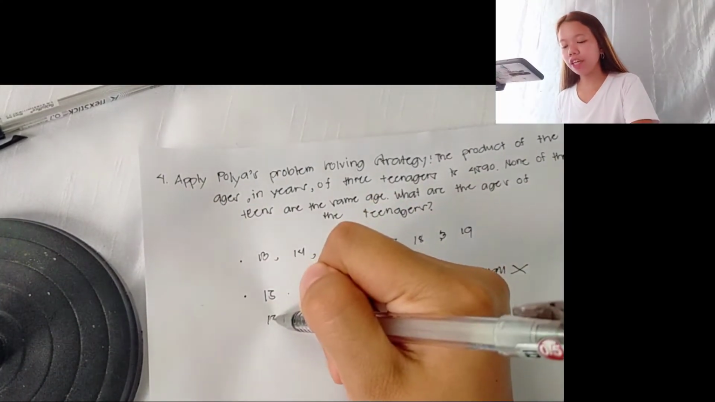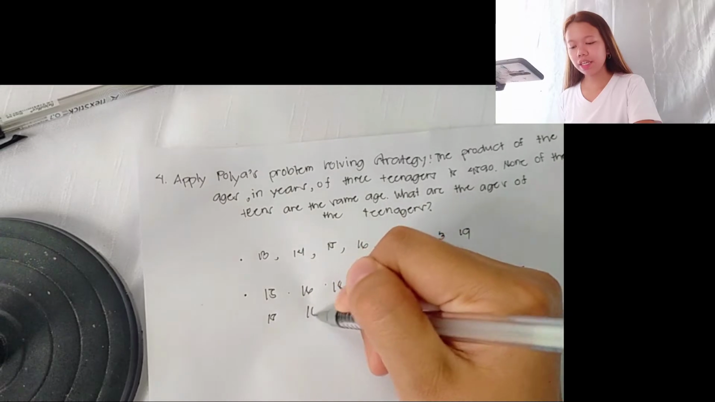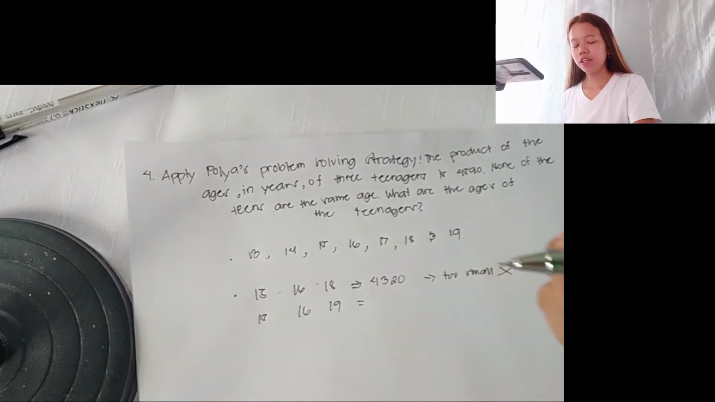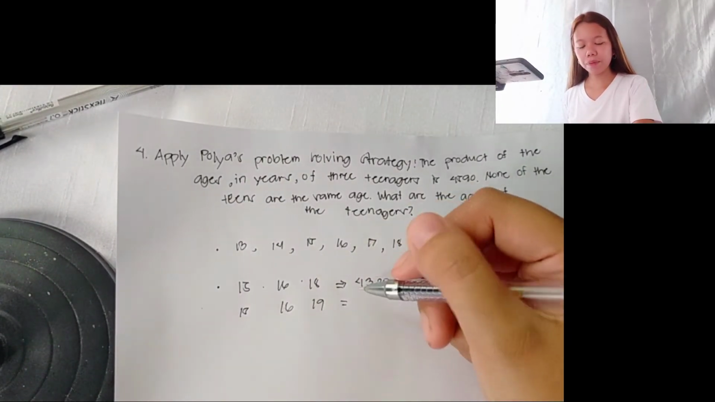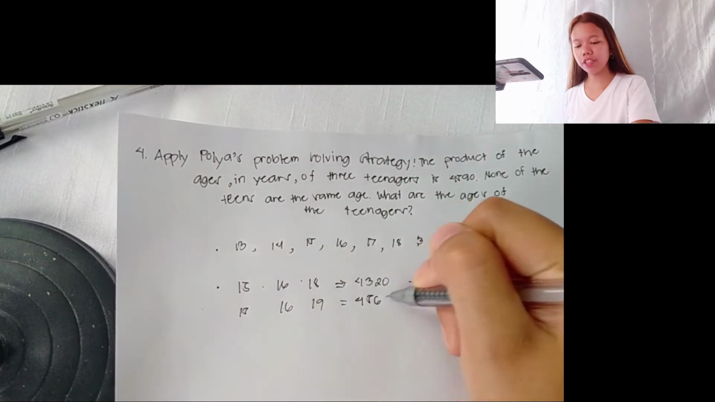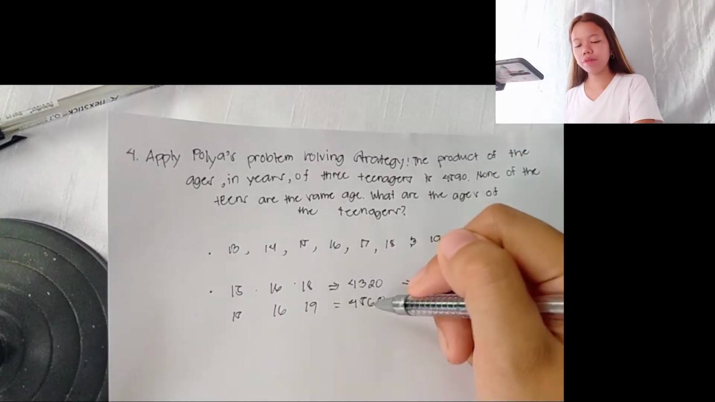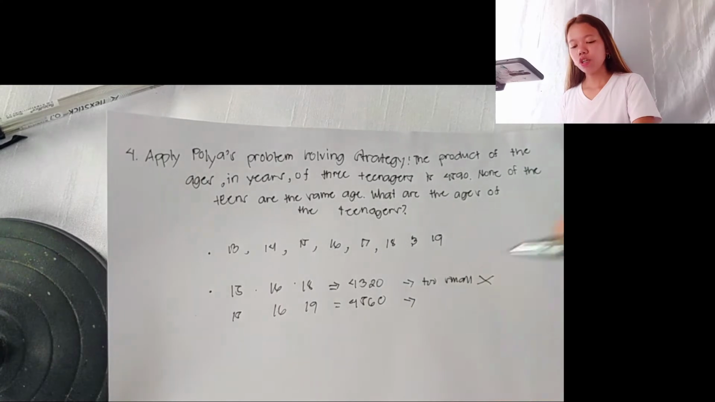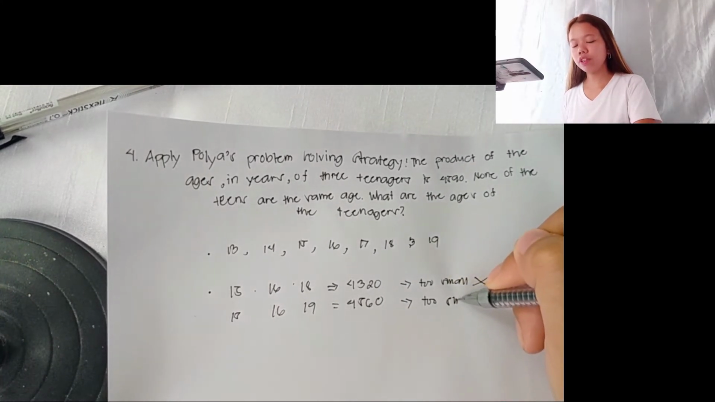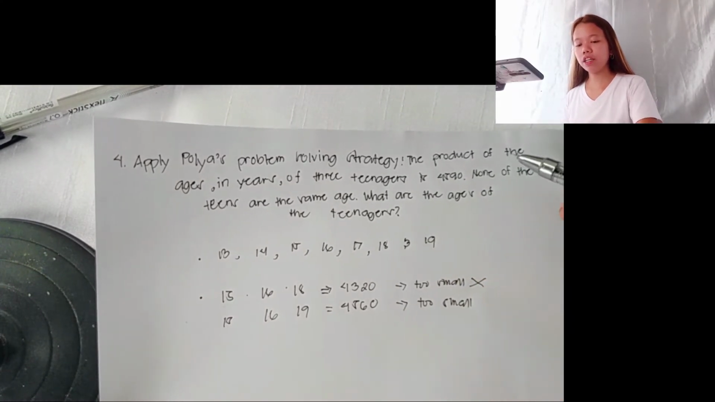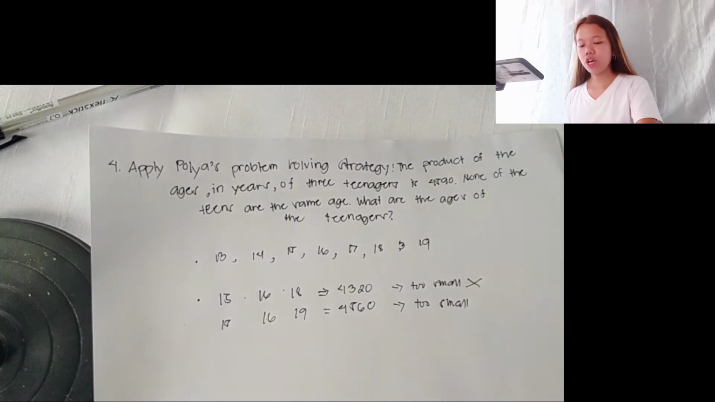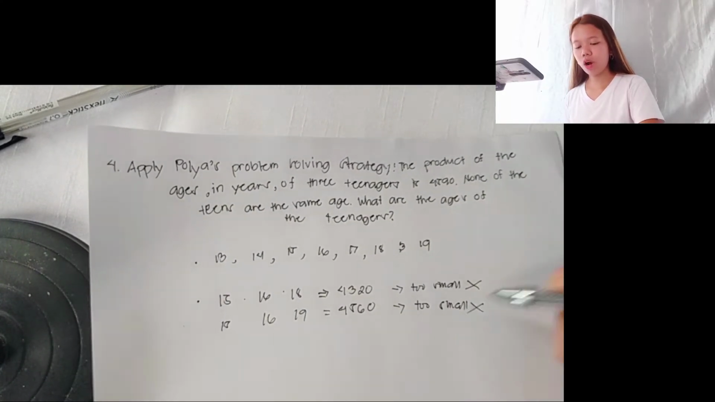Let's try 15, 16, and 19. The product would be 4,560. 4,560 is again too small compared to the product of the 3 teenagers. So that would be wrong.